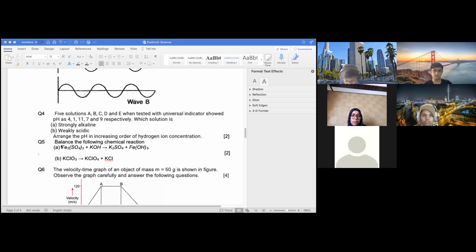Now इसमें तो mostly everyone has done this. ये हो जाएगा 6, ये हो जाएगा 3 and ये हो जाएगा 2. This is 3 and this is 4.